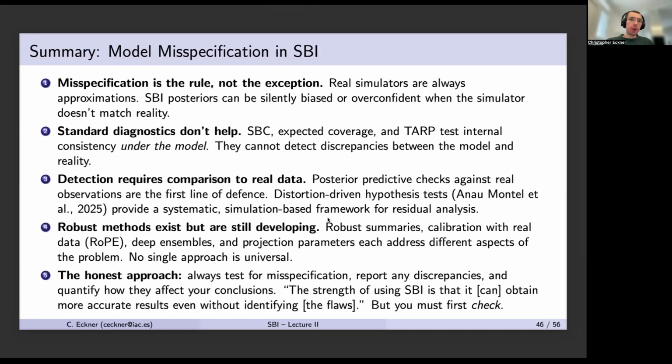Okay, so in summary, you should always expect that your simulator is wrong, that there's model misspecification in the problem, since it is probably inconceivable that any of us will ever be able to produce a simulator that is 100% correct. Then test your diagnostics, of course, at least to make sure that you have calibrated posteriors. Do predictive checks from your posteriors in order to have a comparison to real data.